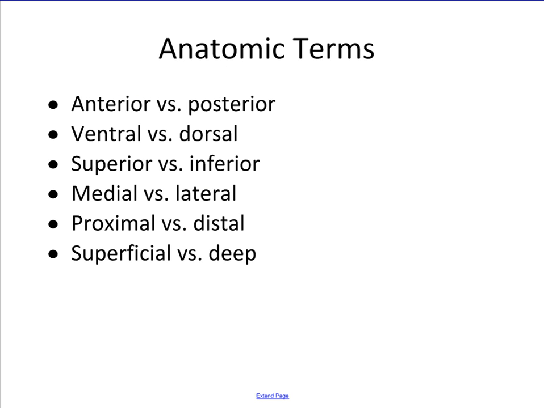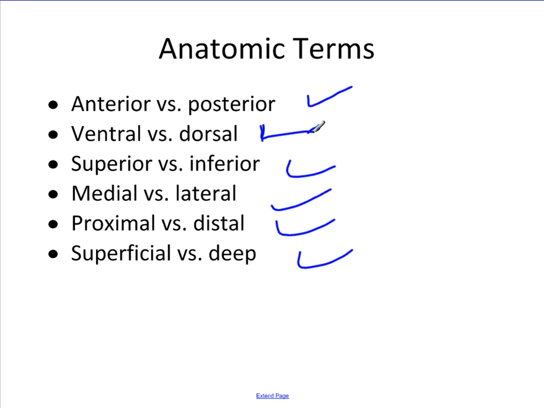Okay, so anatomic terms. These anatomic terms are going to be important to know because what they are essentially doing is all about directions and getting the right bearings. You're going to learn about anterior, posterior, ventral, dorsal, superior, inferior, medial, lateral, proximal, distal, superficial, and deep.